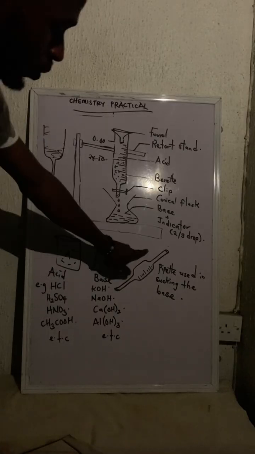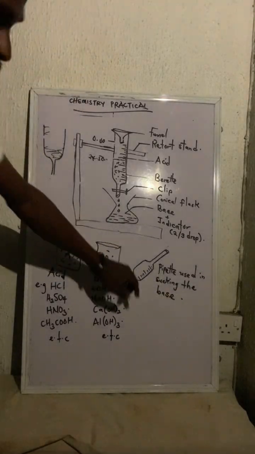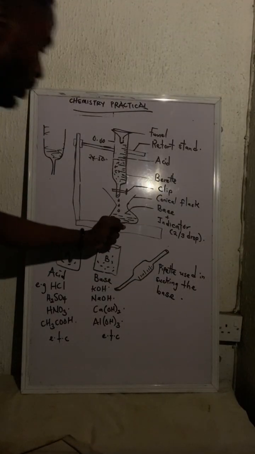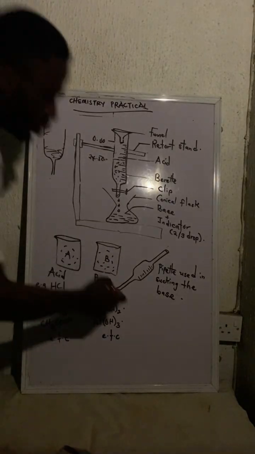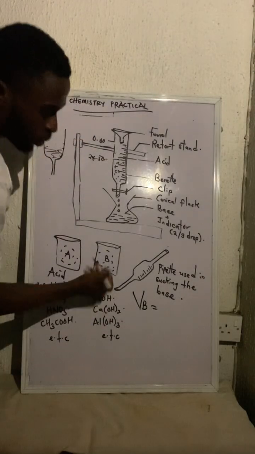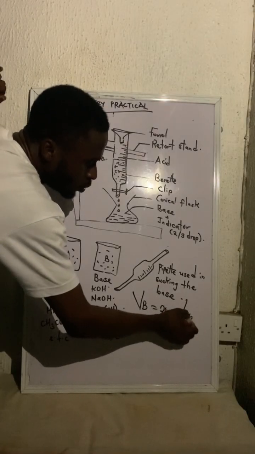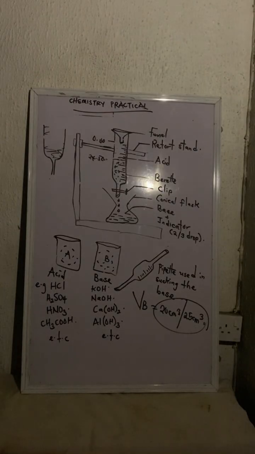Also remember the base. We use this pipette in sucking the base. That means at the beginning you take the base, put the pipette inside this base, check the measurement, and then use it to suck the base. They always tell you the volume of the base. Sometimes they can tell you 20 centimeter cube, or 25 centimeter cube. This is always constant, 20 or 25 centimeter cube. The next thing, I'll draw the table that you always form for this chemical experiment.